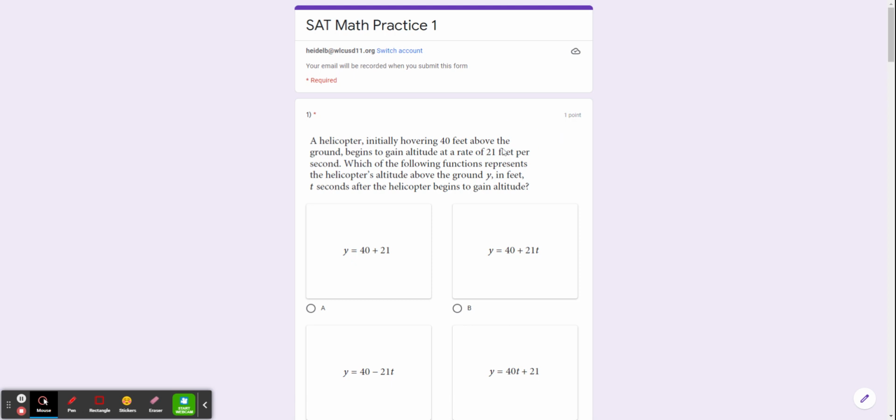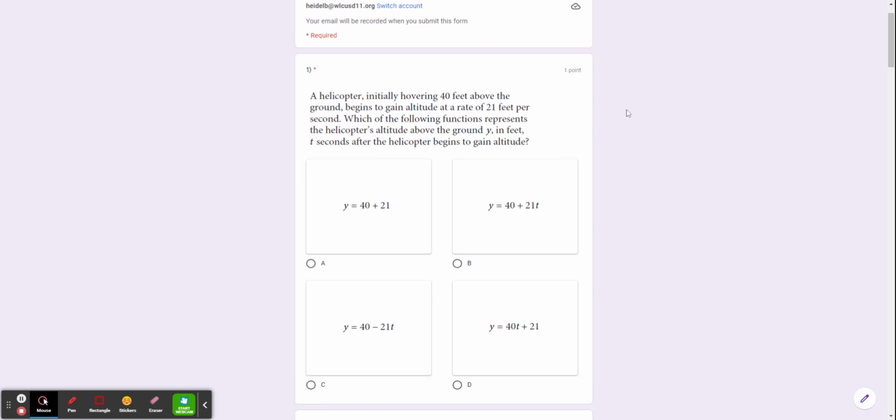So our question 1 says a helicopter initially hovering 40 feet above the ground begins to gain altitude at a rate of 21 feet per second. Which of the following functions represents the helicopter's altitude above the ground y in feet t seconds after the helicopter begins to gain altitude? So since we're gaining altitude, we can actually eliminate one of the choices right away. It can't be C because this helicopter is going down. It's got a negative number in it. So it has to be either A, B, or D here.